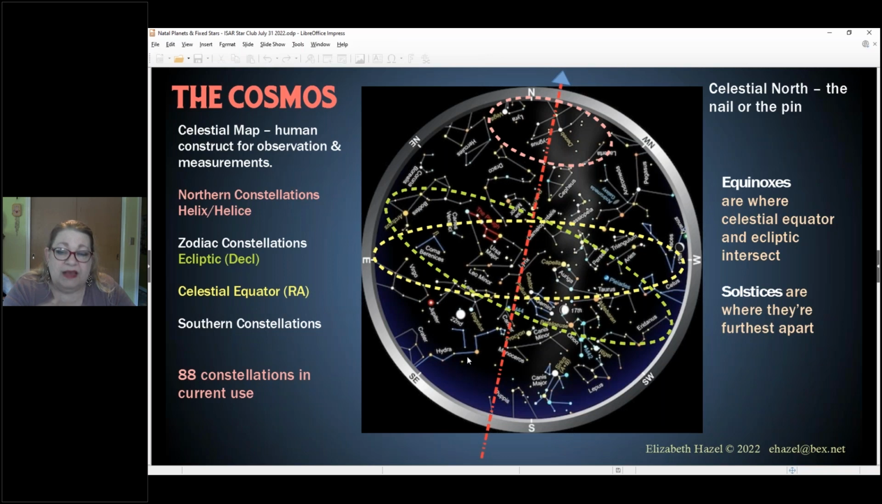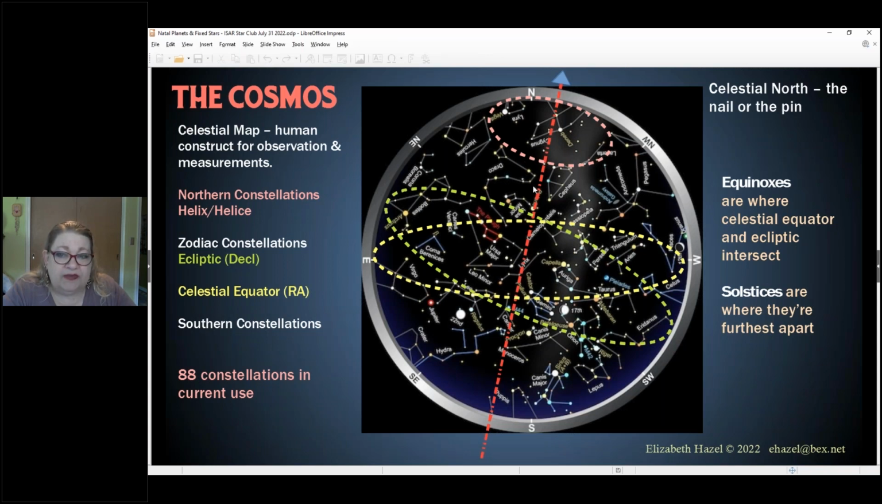Now there are somewhat fewer southern constellations because those really didn't get put into place until we had sailors circumnavigating the globe and adding the stars that they saw to star maps. So the ones in the south are kind of more unusual, and they don't have as much lore attached to them. But there are some really big stars down there. There are just not quite as many constellations in the deep south. There are 88 constellations currently in use.